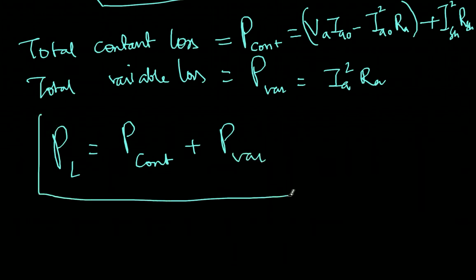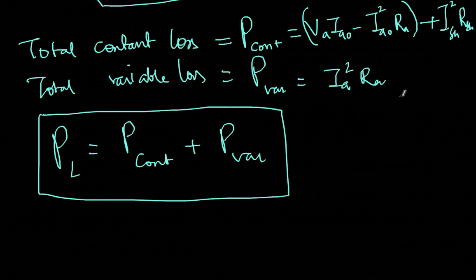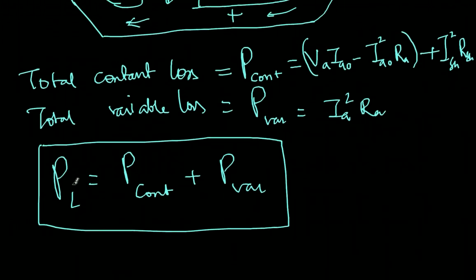So this is the idea proposed by Swinburne to determine the total loss of the machine. Given the expression for losses, I can simply plug in these values. Only IA will be varying, the rest is constant. So I can vary IA, and for any value of IA, I can find out the total losses. And I also know the input, so therefore I can find the efficiency.